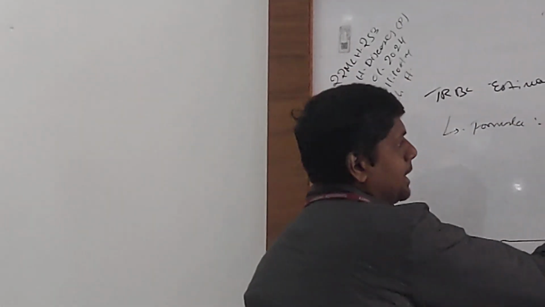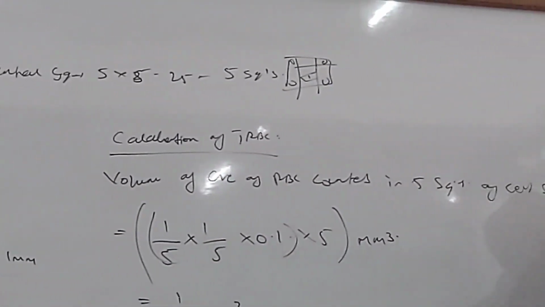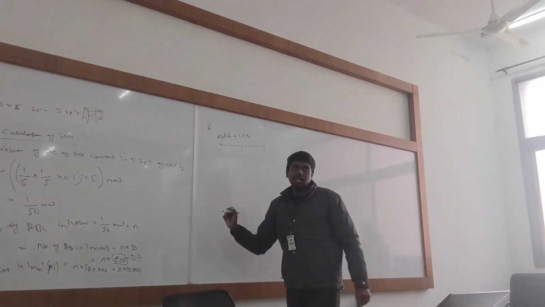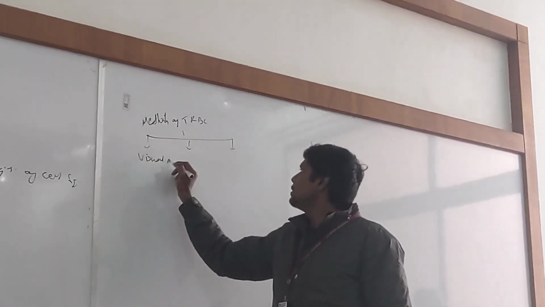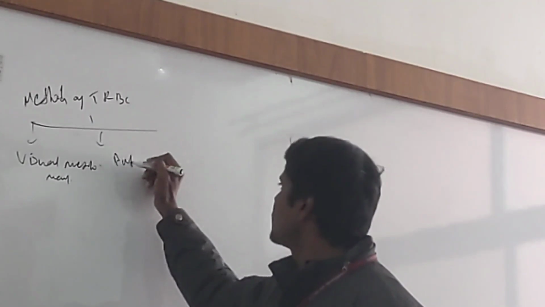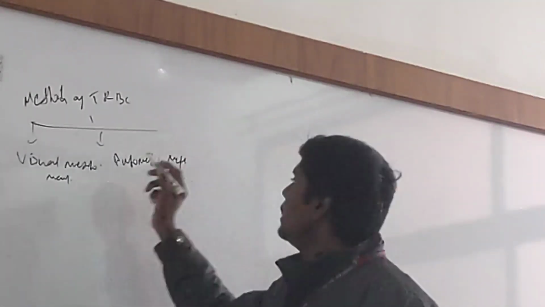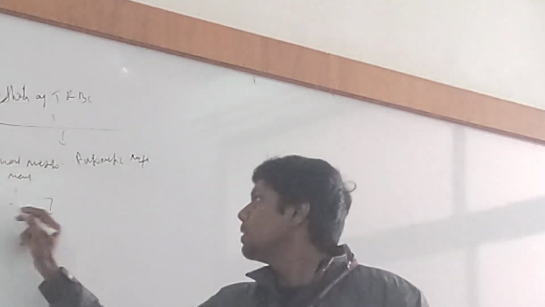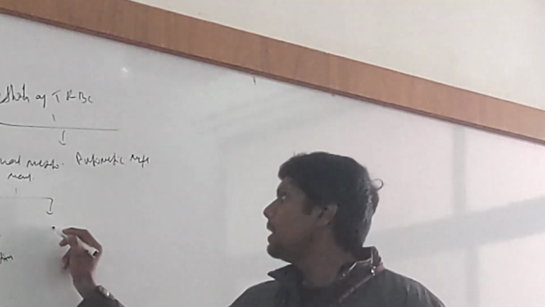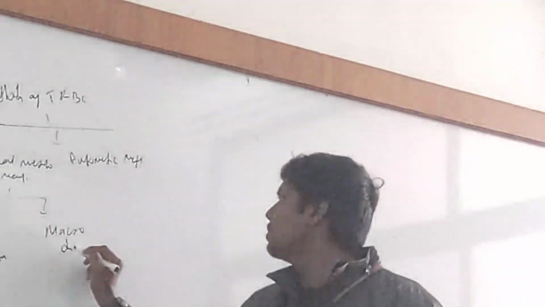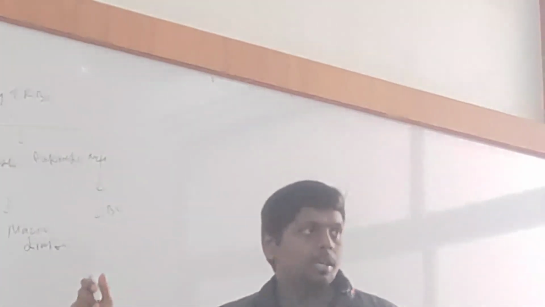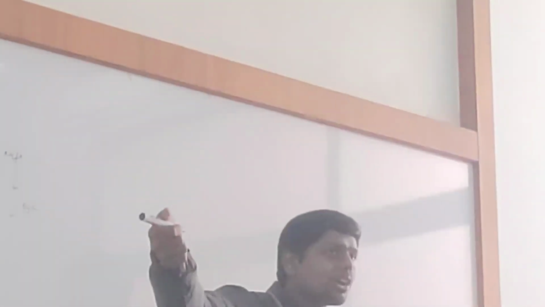Now, how are we performing this TRBC estimation? There are 3 methods of TRBC estimation: the visual method, or manual method, and the automatic method. In the visual method there are 2 types: the microdilution method and the macrodilution method. And automatic we already know. By series analysis we can get automatic methods. The significance of manual is we cannot rush automations, that's it.